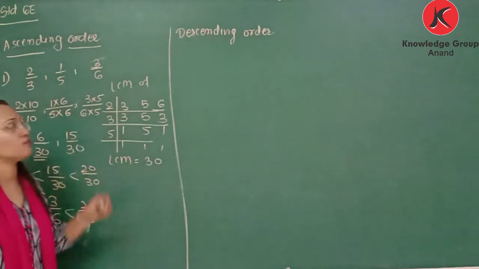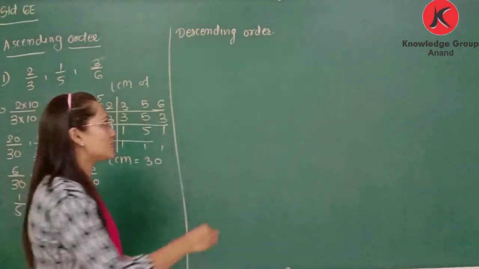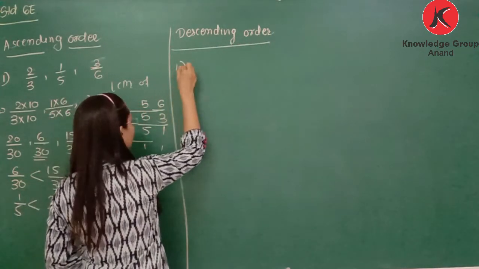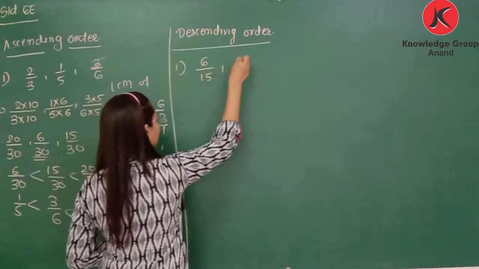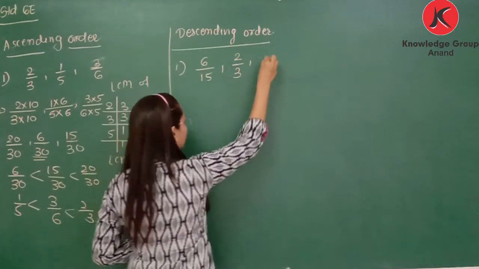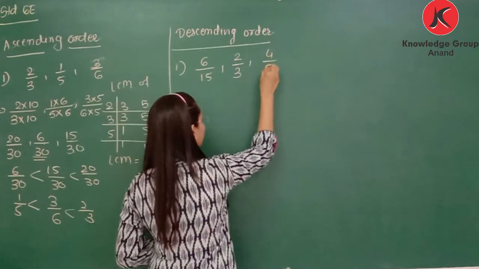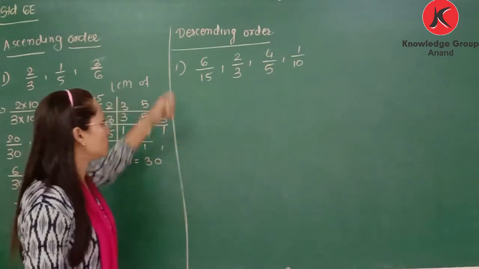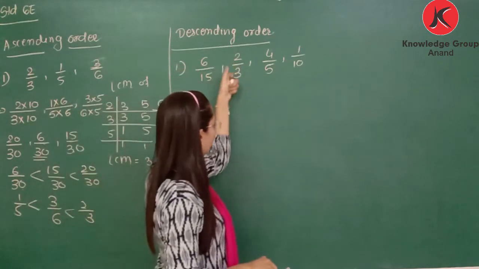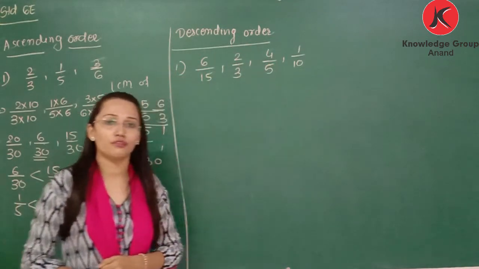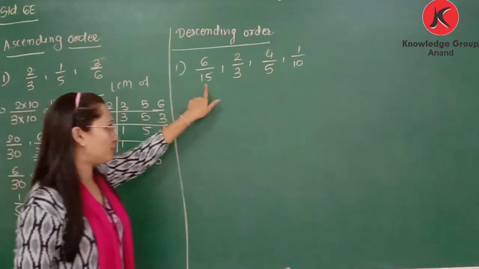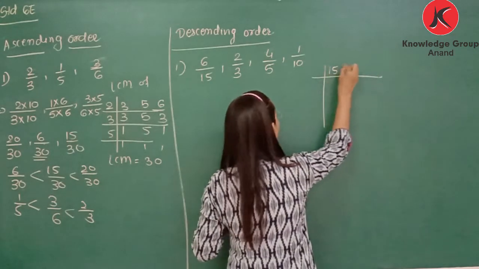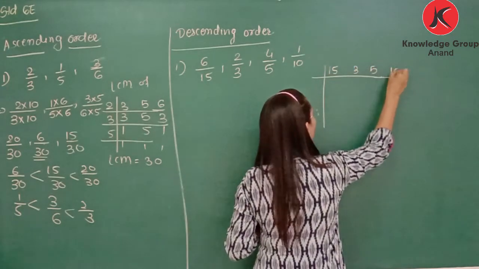Clear? Now let's take one example in which we need to arrange in descending order. So for descending order we will take this example. Now we have 4 fractions: 6 by 15, 2 by 3, 4 by 5 and 1 by 10. So what we need to do? We need to take the LCM of 15, 3, 5 and 10.